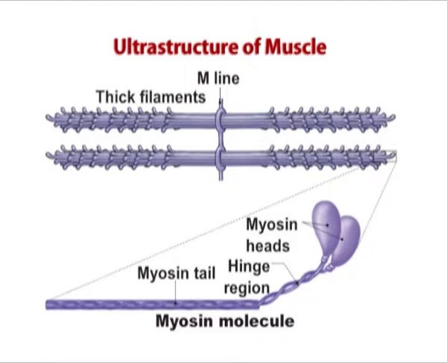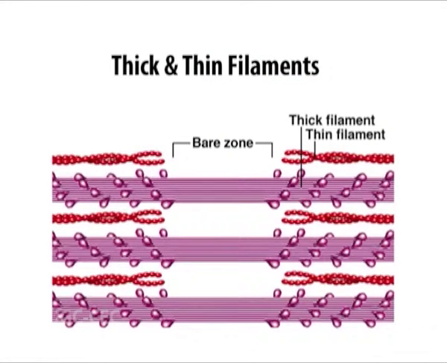The thick filaments are comprised of myosin. Each myosin molecule is shaped like a golf club head. The head points out from the surface of the thick filament, which forms a structure called the cross bridge that binds to the thin filament made of actin.